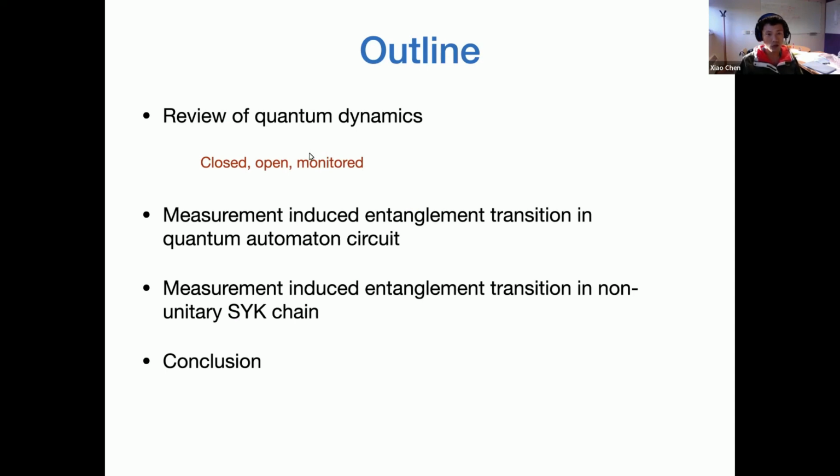After I introduce these three types of quantum dynamics, I will explain the measurement-induced entanglement phase transition in quantum automaton circuits. And then I will provide another physical picture, based on the non-unitary SYK chain, to understand this entanglement phase transition.